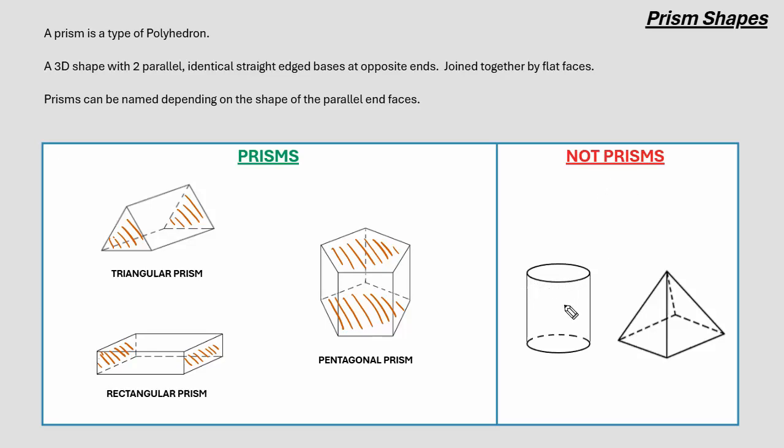Firstly, a cylinder has a curved surface, therefore is not even a polyhedron, so cannot be a prism, despite having two parallel bases identical in size at opposite ends. And with a square-based pyramid, at no point is there two parallel bases across from each other identical in size, so therefore this is a polyhedron but is not a prism.